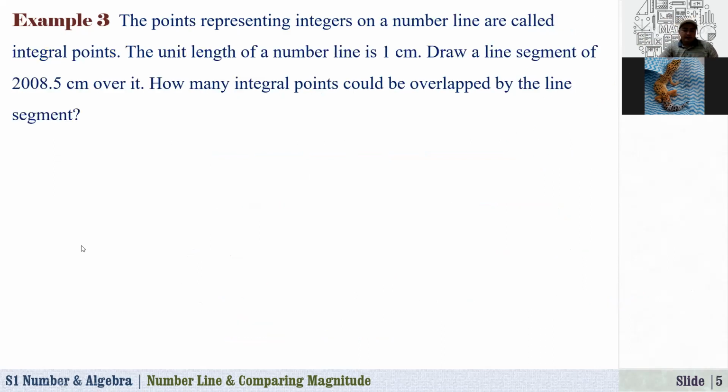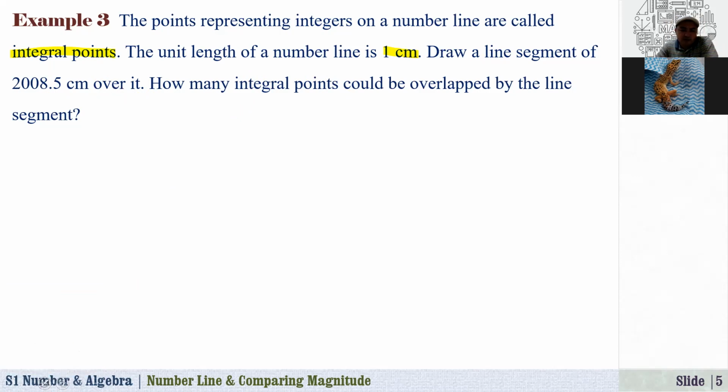Another example: the points representing integers on a number line are called integral points. Later, in the plane, we call them lattice points, but here we call them integral points. The unit length of a number line is 1 centimeter. Draw a line segment of 2008.5 centimeters over it. How many integral points could be overlapped by the line segment?